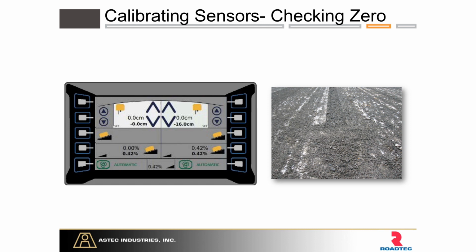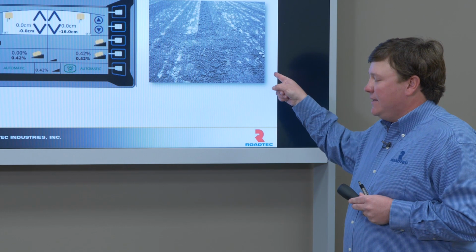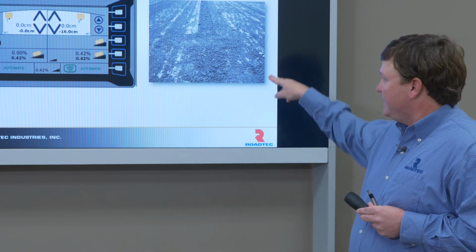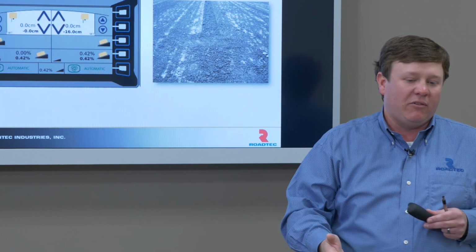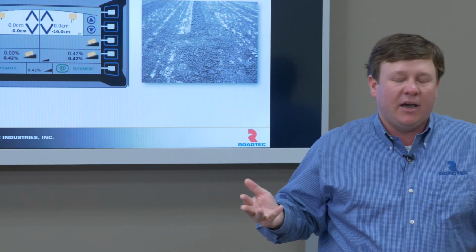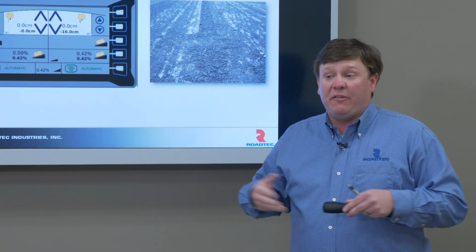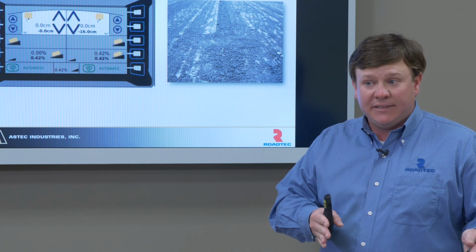So when you check zero on a second pass, one side will read zero, one side would read whatever cut depth. Let's say we set the cut depth at 2 inches. On your first pass, you would have 2 inches on the left-hand and right-hand side showing on your grade control system. On your next pass, the side that's already been milled would show zero. The side you haven't milled is going to show whatever selected depth, 2 inches.